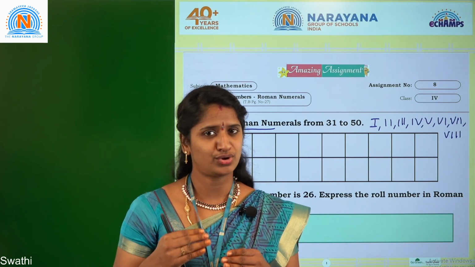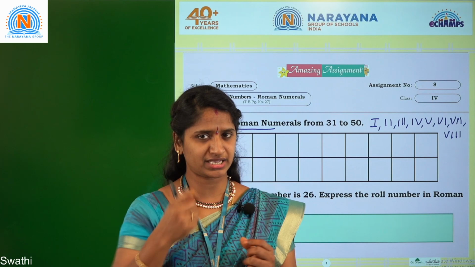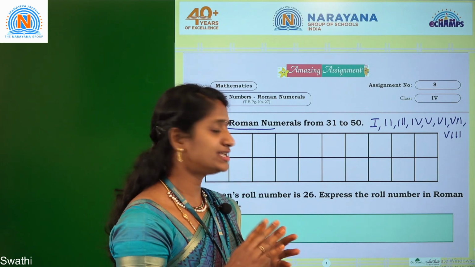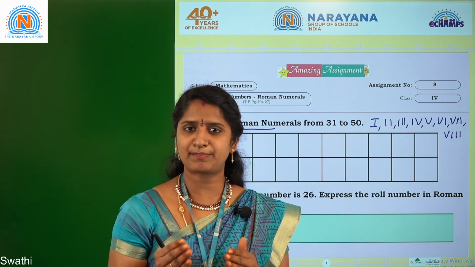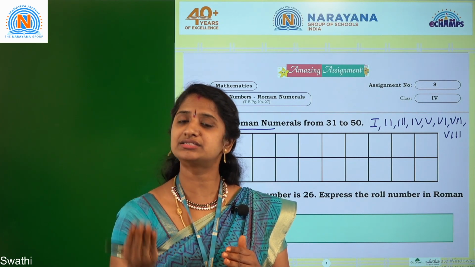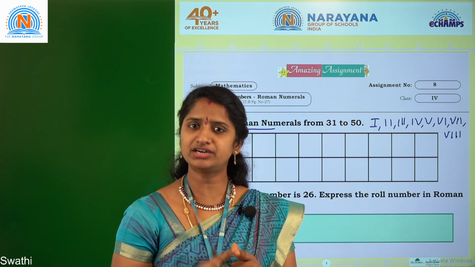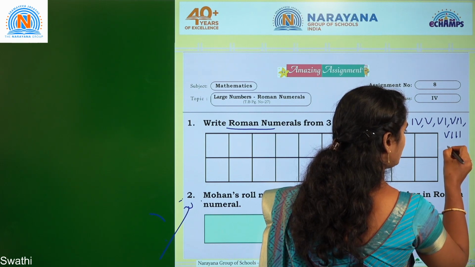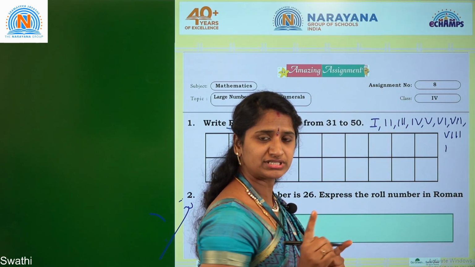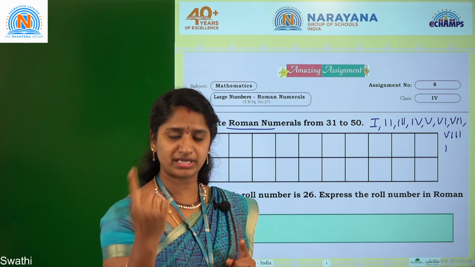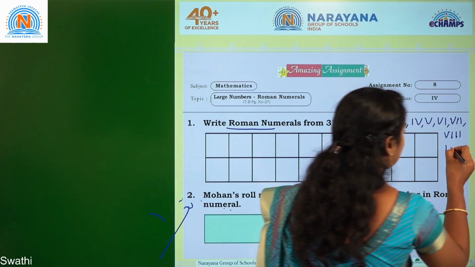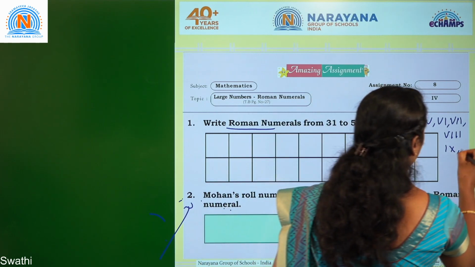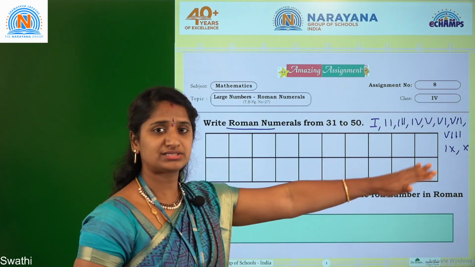Now 9. Can I write 9 like that, with four I's? No, we should not repeat a numeral more than 3 times. So instead, I have to subtract 1 from 10. What is the letter for 10? It is X. So 9 means I before X, IX is 9, and 10 means X. These are the Roman numerals of 1 to 10.